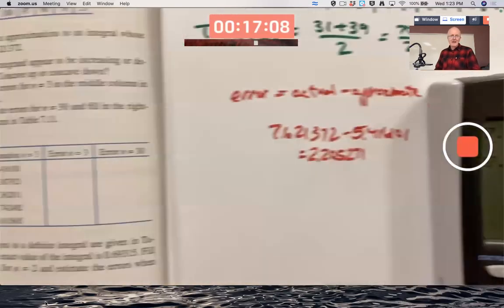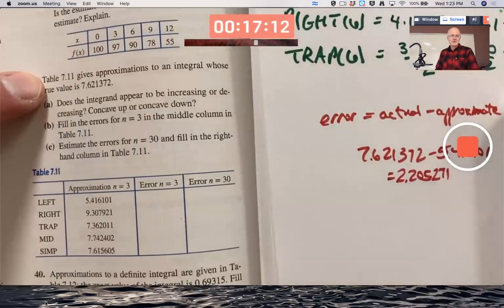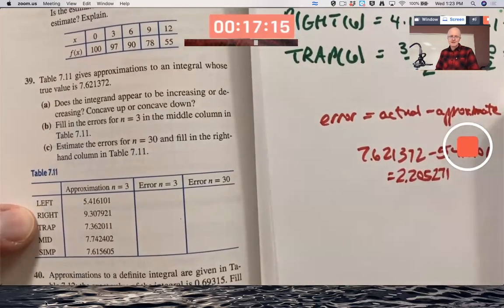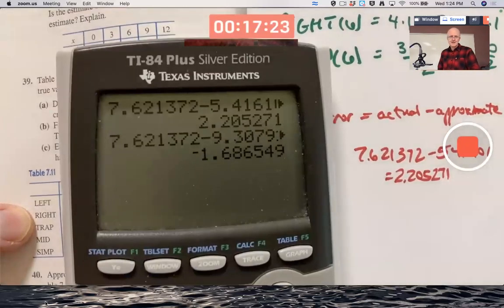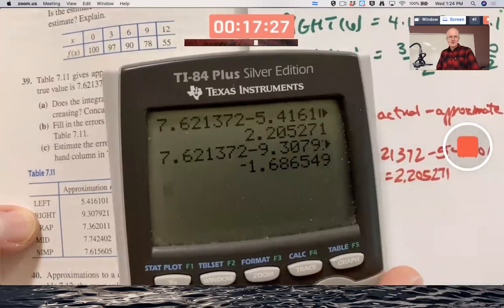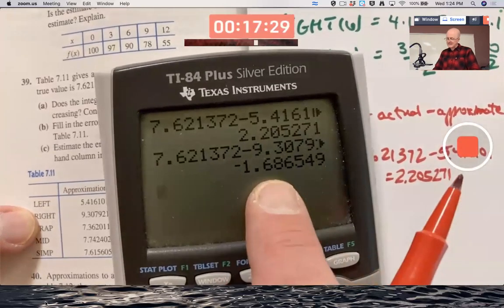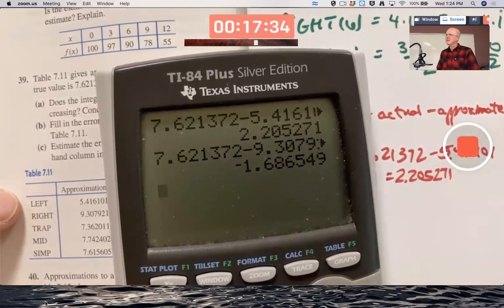And with the right-hand rule, 7.621372 minus 9.307921 is going to be negative. It's a negative error. I won't write it down, but here it is on the calculator. 7.621372 minus 9.307921 ends up being negative 1.686549. Negative error. That's just keeping track of the fact that the approximation is actually too big.